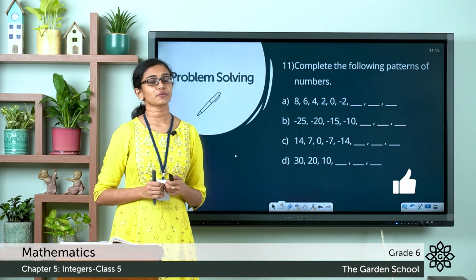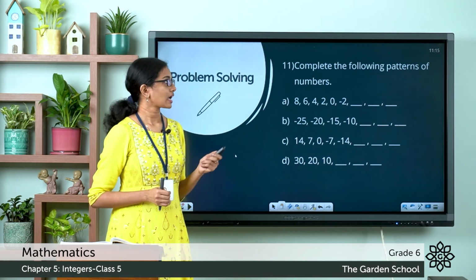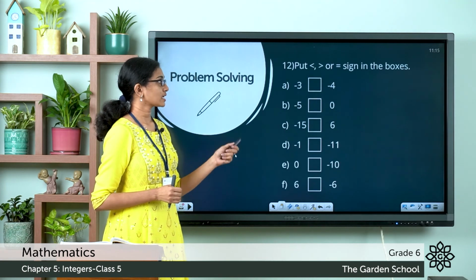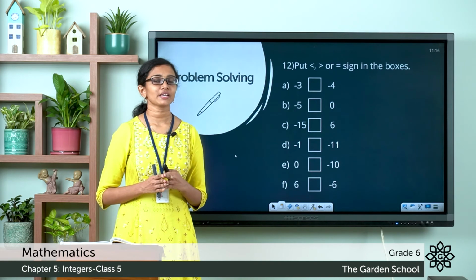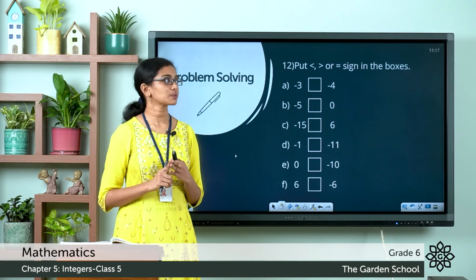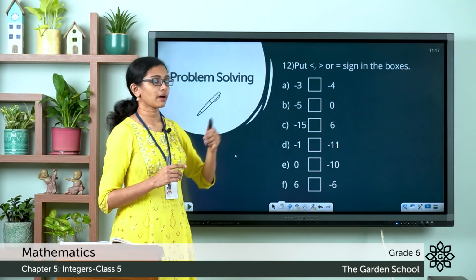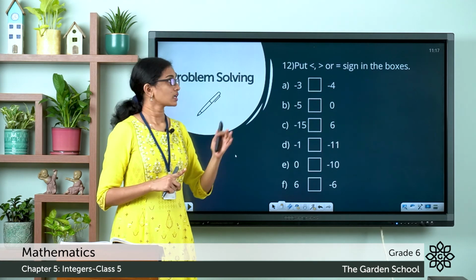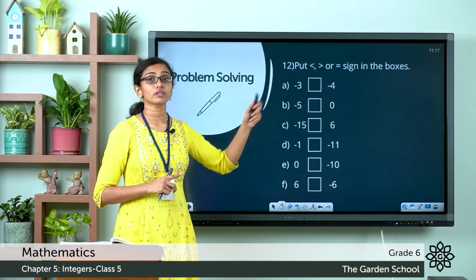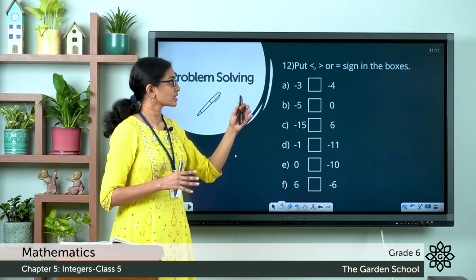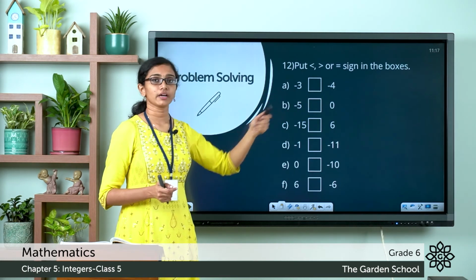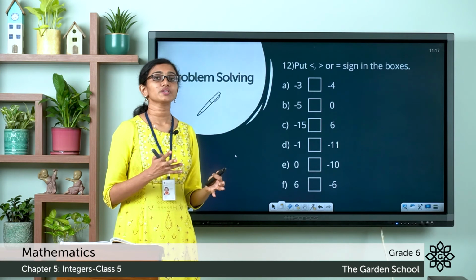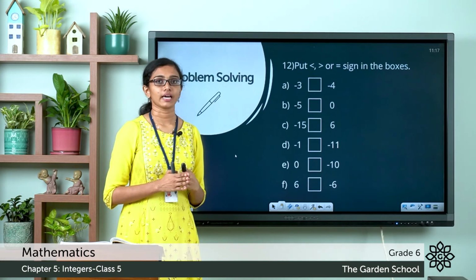Now we will see the last question, question number 12. And it says put less than, greater than or equal to sign in the boxes. You can see pairs of numbers here. Let's see the first pair. We have -3 and -4. We have to put the less than or greater than or equal to symbol accordingly. So is -3 greater than -4 or is -3 less than -4? Which integer lies to the right on the number line? You see it is -3.